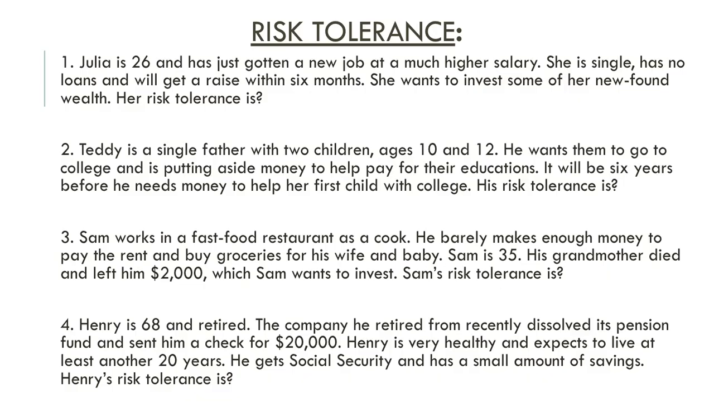Okay. Number 3, Sam works in a fast food restaurant as a cook. He barely makes enough money to pay the rent and buy groceries for his wife and baby. Sam is 35. His grandmother died and left him $2,000, which he wants to invest. Now, realistically, his risk tolerance is pretty low. Honestly, a financial advisor would tell him to just use that money to help pay rent and buy groceries, not invest in the stock market, right? Cash on hand in his situation would probably be better, but his risk tolerance is pretty low because if he were to lose that money, that could mean that he's not able to buy groceries or make rent, right?